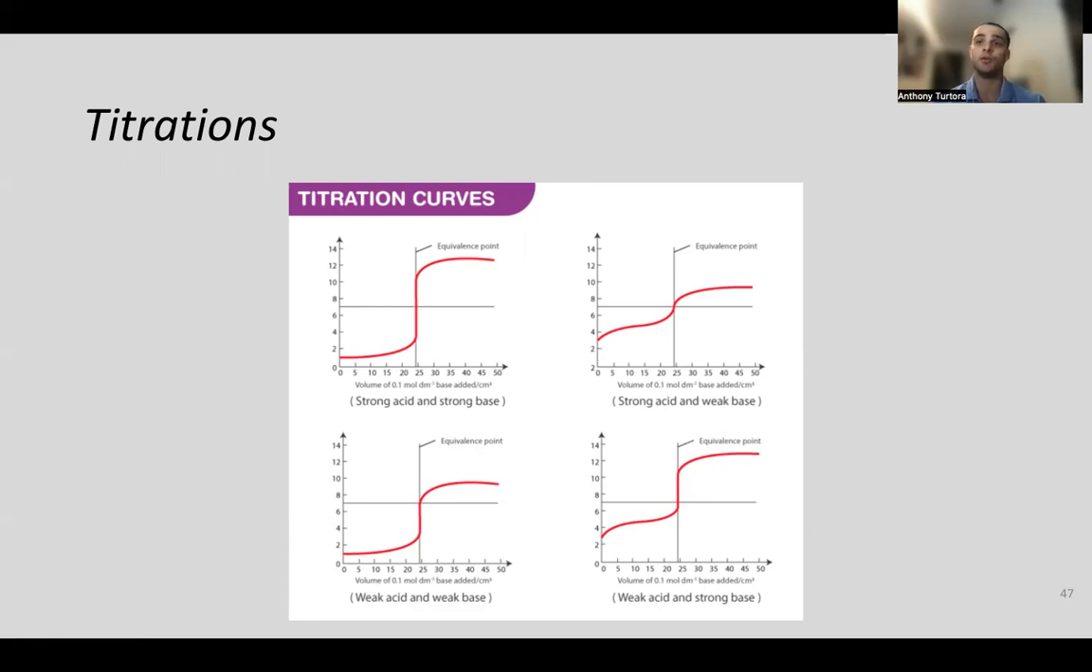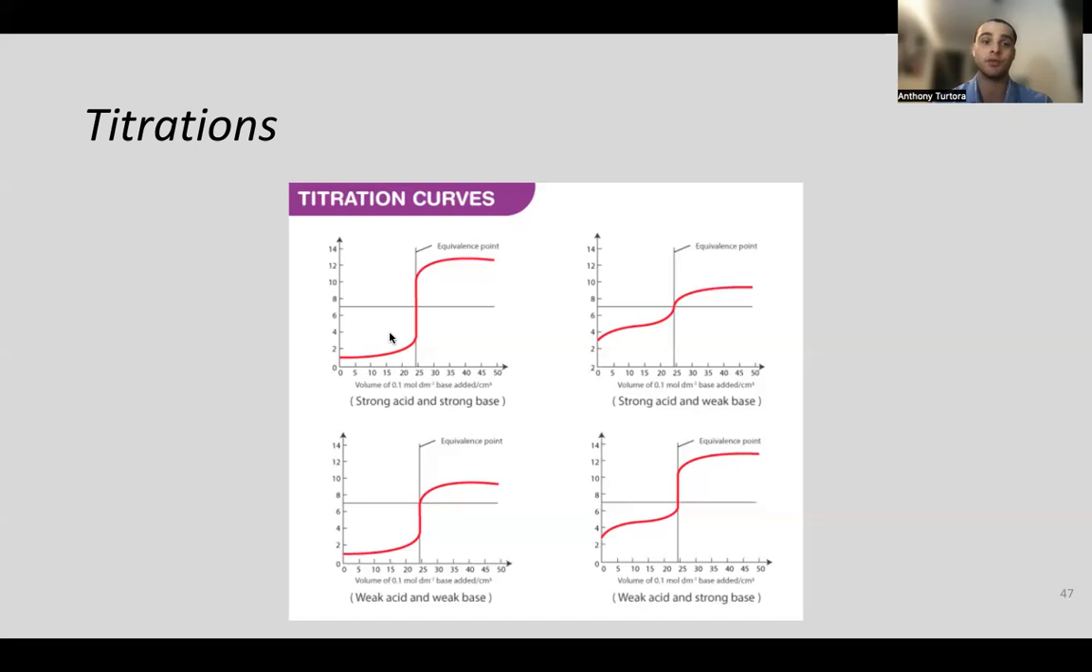The one that we don't know is our analyte, and the one that we do know is our titrant. So when looking at this one here, for example, we start off with a strong acid, and we don't know the concentration of our strong acid, but we are adding a known concentration of the strong base. This region right here is called the buffering zone.